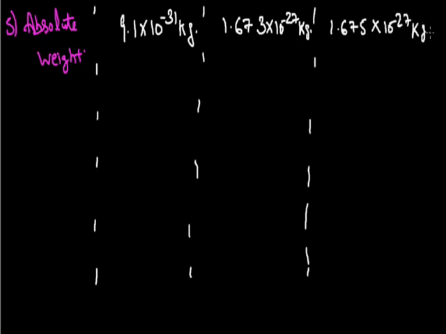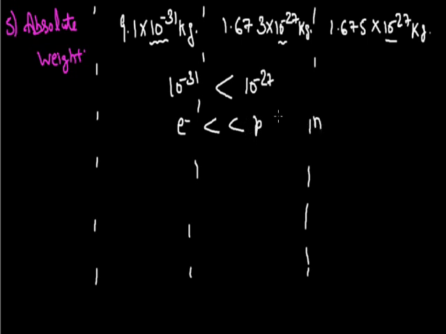Now, if we go for the comparison for the weight of these fundamental particles, we can see that the degree of the weight of electron is 10⁻³¹, while in case of proton and neutron, the value is 10⁻²⁷. As 10⁻²⁷ is greater as compared to 10⁻³¹, we can say that the mass of electron is very, very lesser as compared to the weight of proton and neutron.